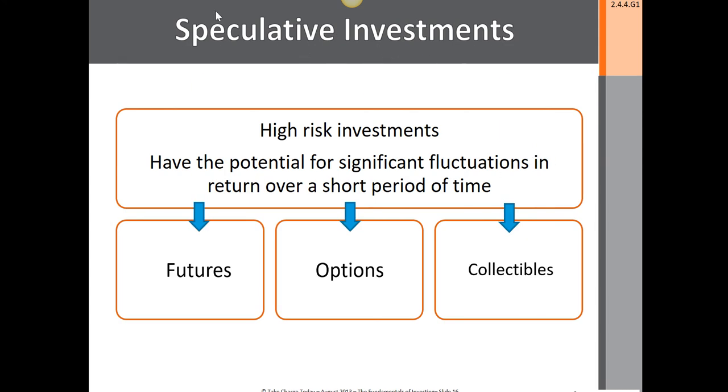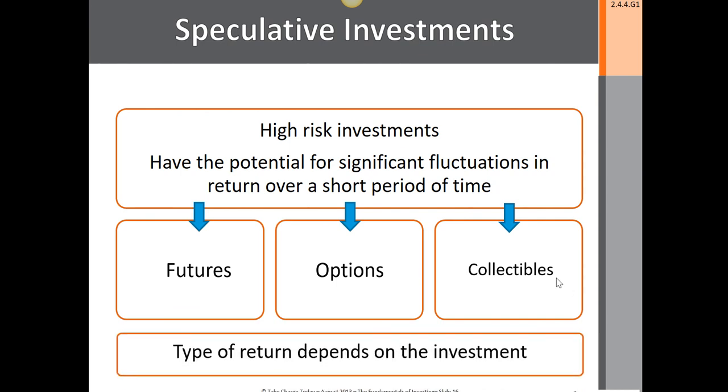Speculative investments. Speculation is when you think something is going to happen, but you don't really know for sure. These are high risk investments. They have a potential for significant fluctuations in return. So it's divided into three things. Futures and options are coming out of companies, basically what you think is going to occur within a company. Collectibles are items that you think may be worth money in 30 years. So if you have a very rare item from a football player, it may not be worth a lot of money now, but you're hoping, speculating, that it will be in the future. So the type of return depends on which of these three things you invest in.